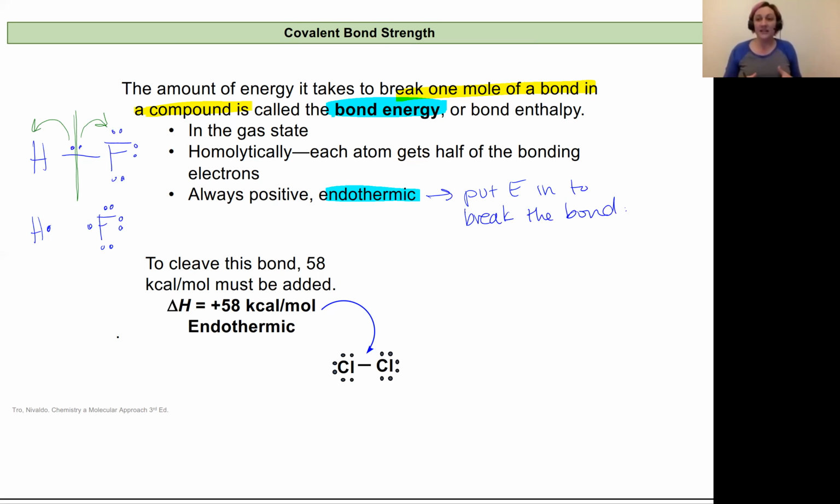So I've got this example down here of a chlorine element, which is 2 chlorine atoms bonded together, sharing 2 electrons between them. To break that chlorine element into just 2 chlorine atoms, it'll require 58 kilocalories of energy for each mole of chlorine that I have. So that positive symbol is showing us that it's endothermic, and that's our enthalpy for that process.